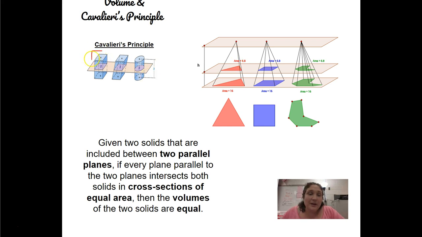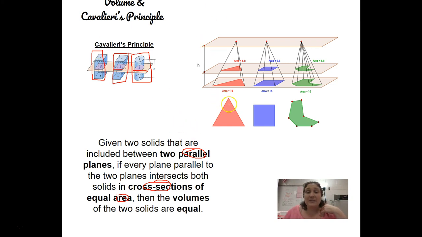So in this image up here, we have a rectangular prism, we have a tilted rectangular prism, and we have a cylinder. Because at each of these plane levels, these cross-section areas are the same, we know the volume is the same. Guaranteed, if you see parallel, cross-section, and area in a question, it is going to have the same value. That's Cavalieri's principle.